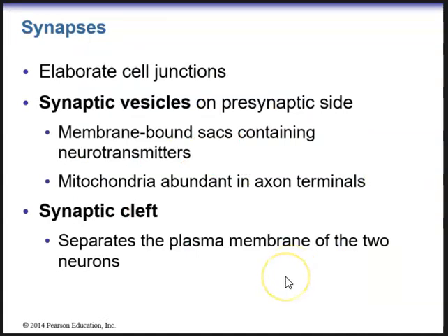So synapses are elaborate cell junctions. We talked about those synaptic vesicles that have the neurotransmitters. These are on the presynaptic side, in the terminal bouton. Synaptic vesicles are membrane-bound sacs that contain neurotransmitters. And we also have mitochondria that are abundant in the axon terminals. The synaptic cleft is basically just the space, and it separates the plasma membrane of the two neurons. So that cleft is that space between the presynaptic and postsynaptic neuron.